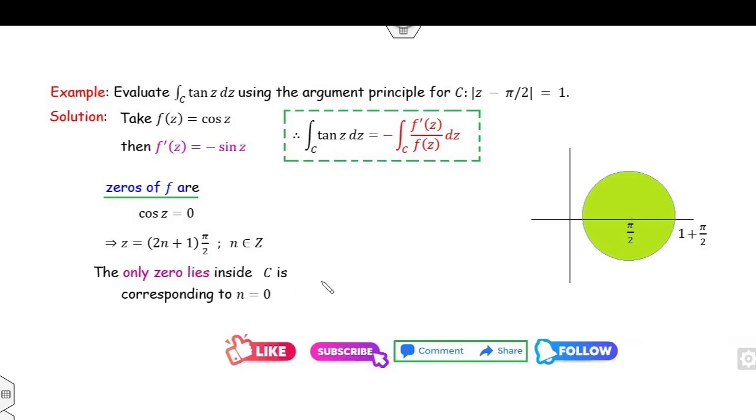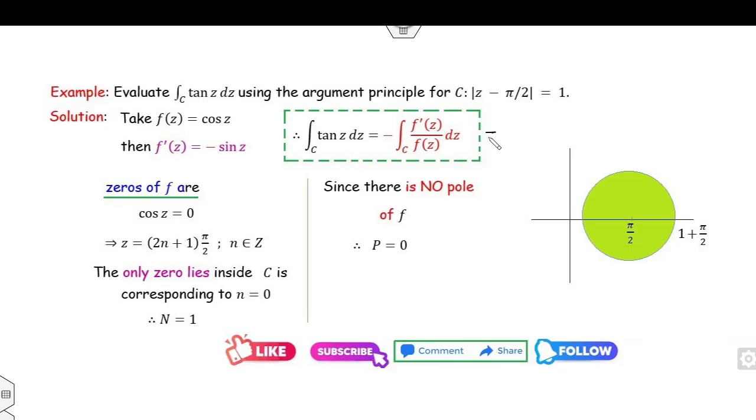Out of these, the only value which lies inside the circle is pi by 2, because the rest of the values, plus or minus 3 pi over 2, lie outside the circle. So therefore the value of n is 1. Now can you find the poles? How can you find the poles of f? Pole means the denominator part is 0, but clearly the function has no denominator part. Therefore p is 0.